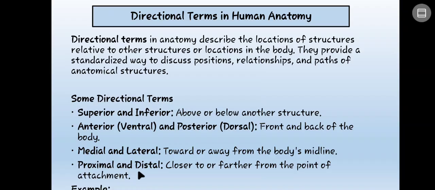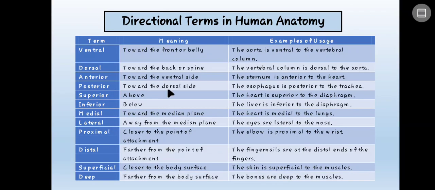Proximal and distal. Proximal means closer to, and distal means further away from, the midpoint. Proximal is when something is closer to the midpoint. Distal is when something is far away from the midpoint, or what we call the point of attachment. Good. Let's move on and look at some examples.